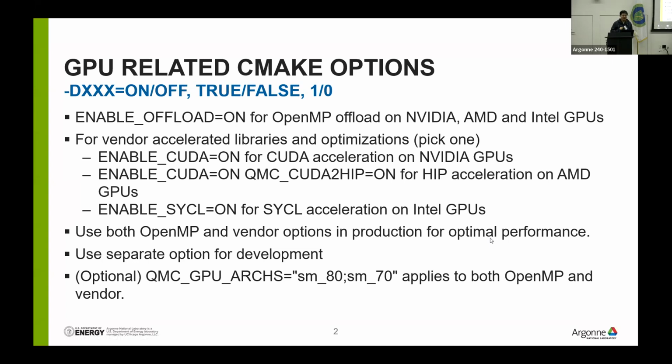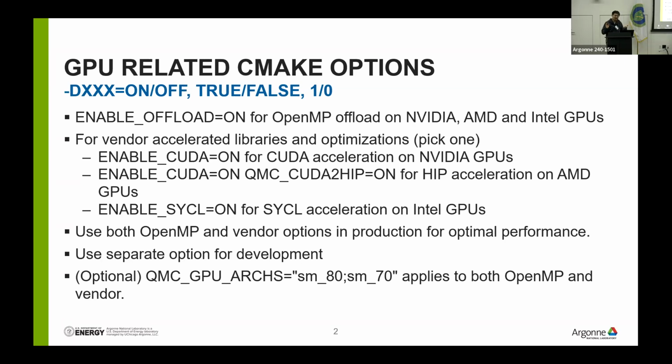First thing first, when you build QMCPACK, you need to enable those GPU features in CMake. CMake option is -D, the option, then you give a value. It's quite tolerant, so you can say on, off, true, false, 1, 0 as you like. I personally prefer on, off. It's less confusing because true, false, I always type true in the wrong way. So just a quick note.